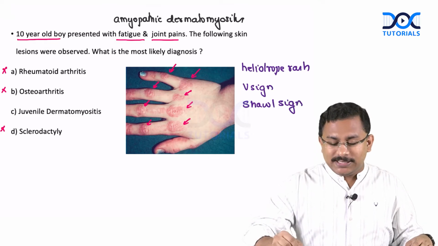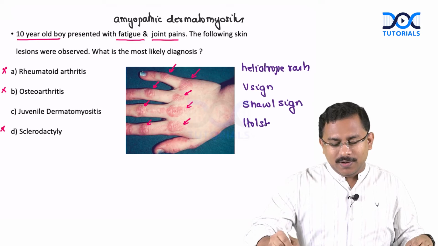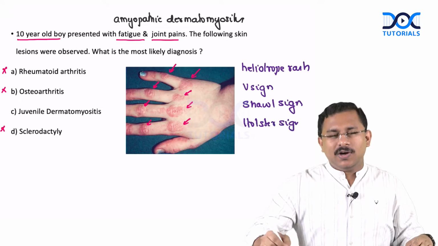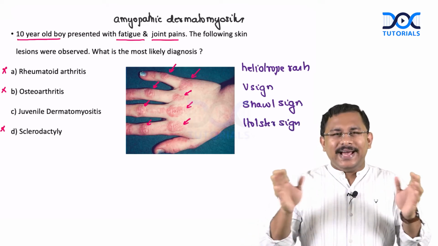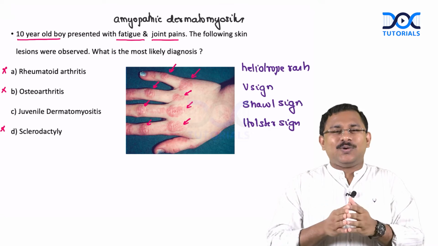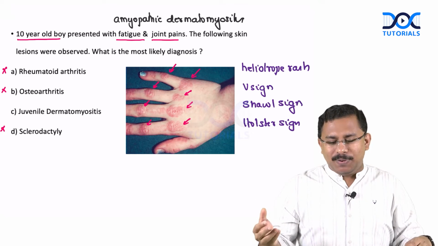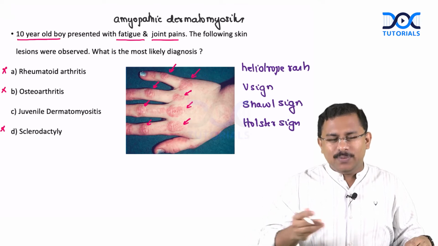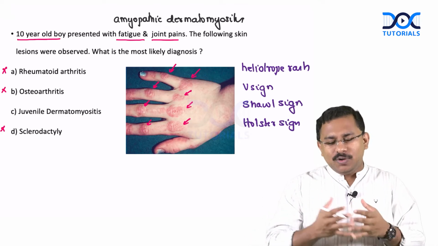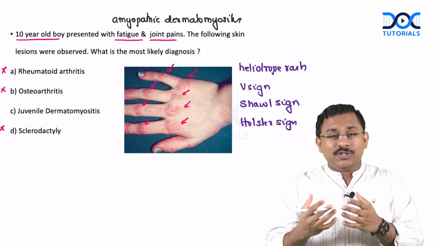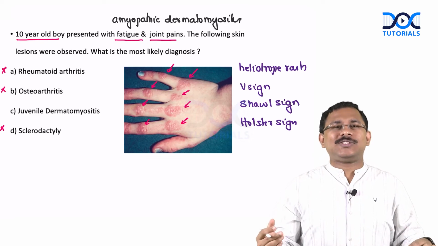There is also Holster sign. Okay, Holster sign. Holster sign is the lateral aspect of the thighs having violaceous or erythematous scaly plaques. That is the Holster sign, which you might not see in some of your books, but it is given in the majority of the standard rheumatology books.